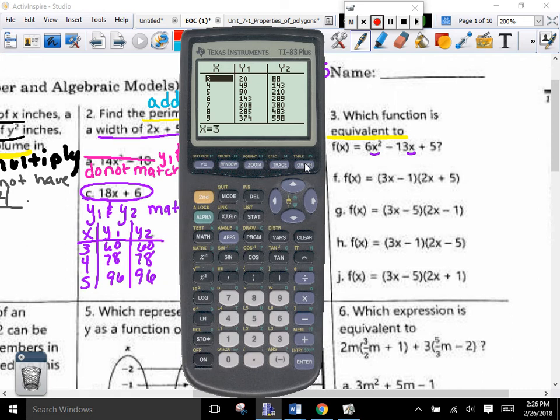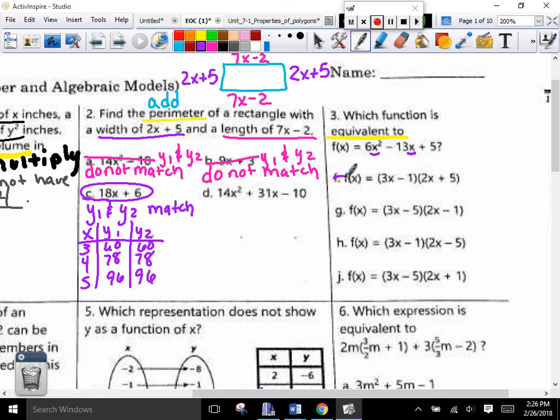So they do not match. They're different. Even if I move it, they're going to be different. Therefore, I know that is not my correct answer. So I am going to go back to my problem. I'm going to cross that out, and I am going to put y1 and y2 do not match. So that's my explanation for F.